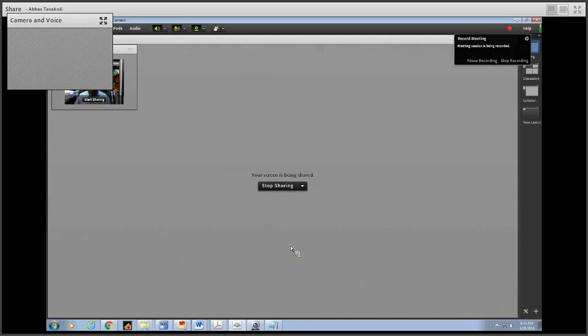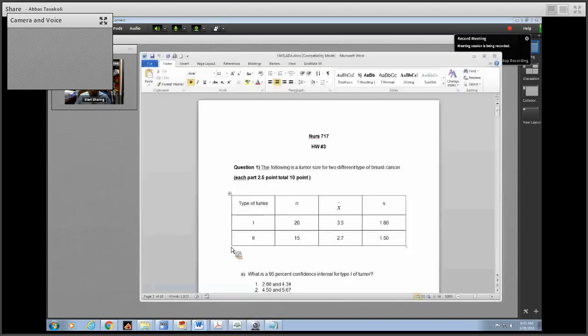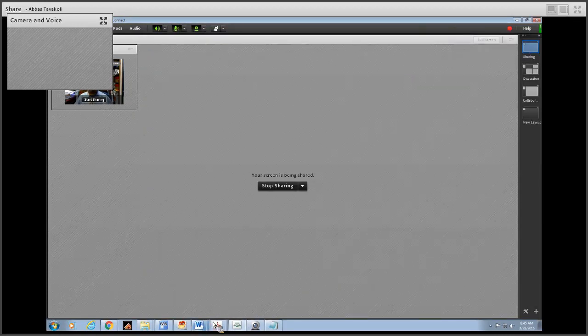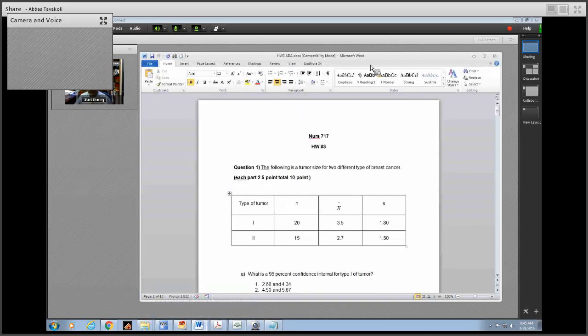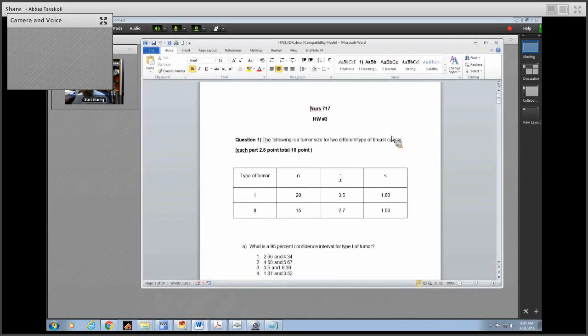Let me go over what you need to do for assignment 3. Assignment 3 covers the material for confidence interval and hypothesis testing. So the first problem, we have two types of tumor, type 1 and type 2.